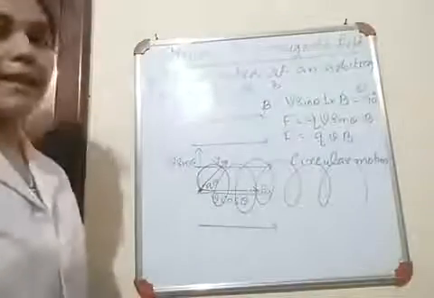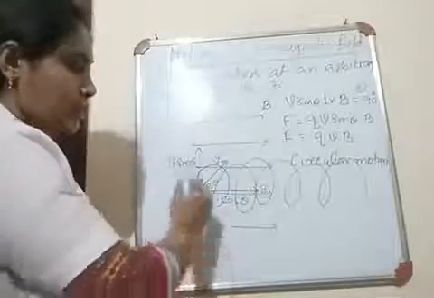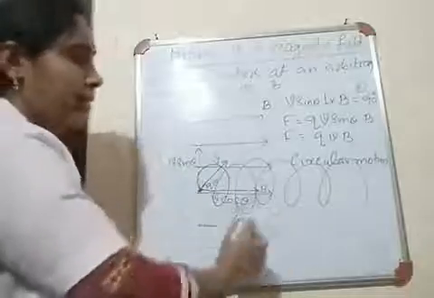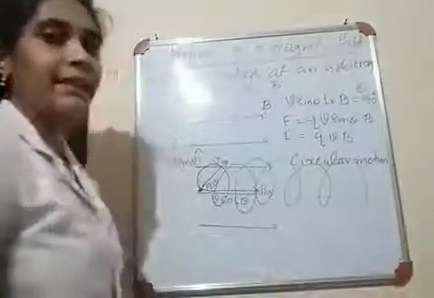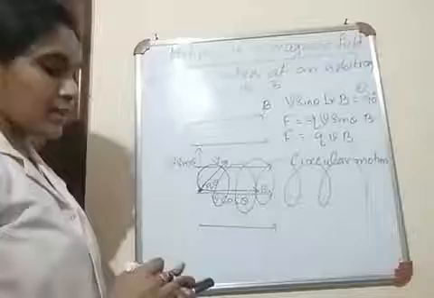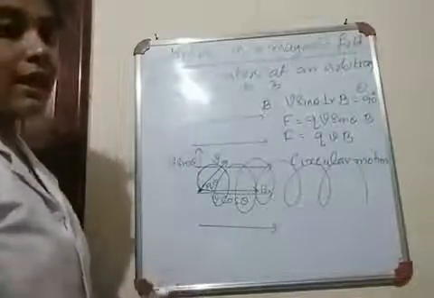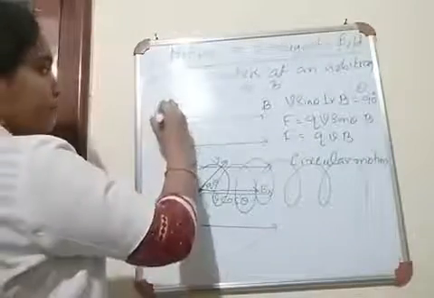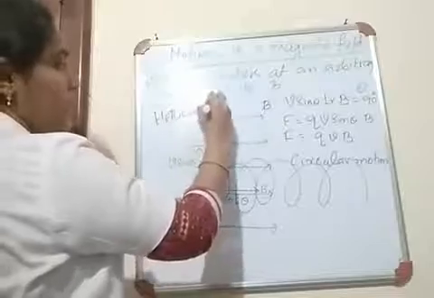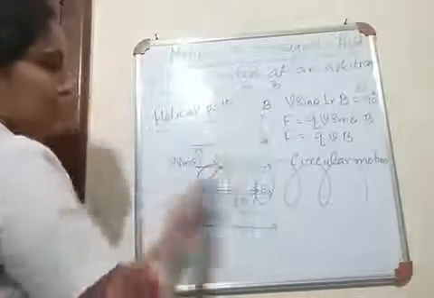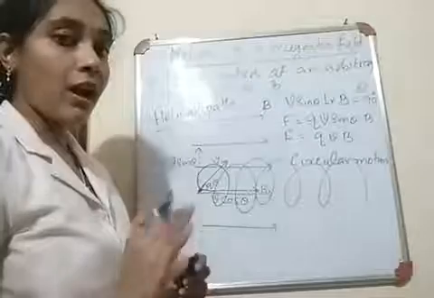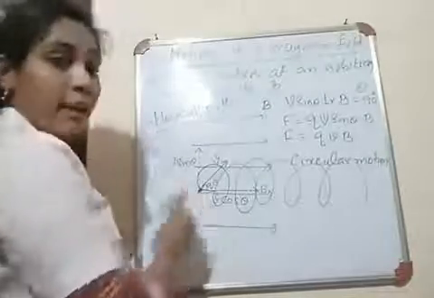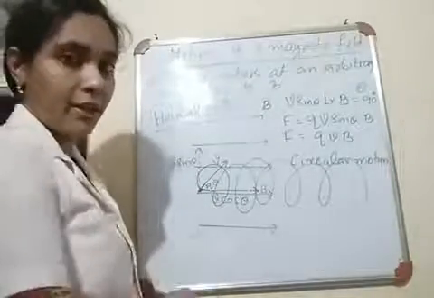This is our helical path. See, it is executing a circular motion. At the same time, it is executing a linear motion. So, what is the path of the particle? It's a helical path whenever the particle enters a magnetic field at an arbitrary angle, especially an acute angle. So, this is an acute angle.